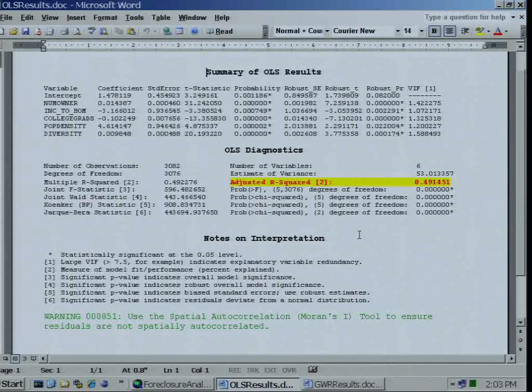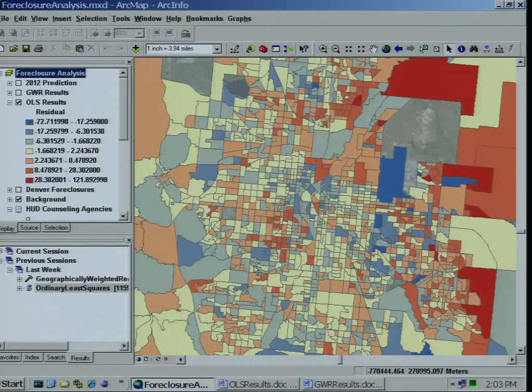What that tells us is that the variables that we chose only explain 49% of the foreclosure story. The reason that our R-squared is so low is that we're dealing with spatial data, and the processes and relationships that we're trying to model often are not consistent across our study area. OLS creates one global equation based on the entire study area to determine the relationships between variables. The problem is those relationships often vary spatially.